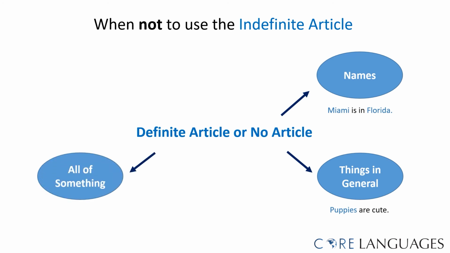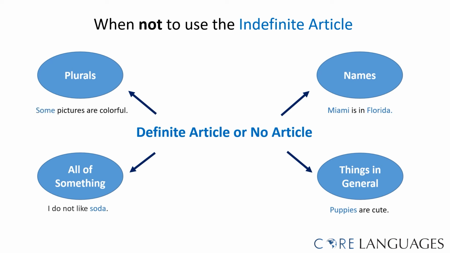We do not use an article when we refer to all of something. For example, I do not like soda, or I dislike all of soda. We do not use the indefinite article when we talk about plural nouns. For example, some pictures are colorful.